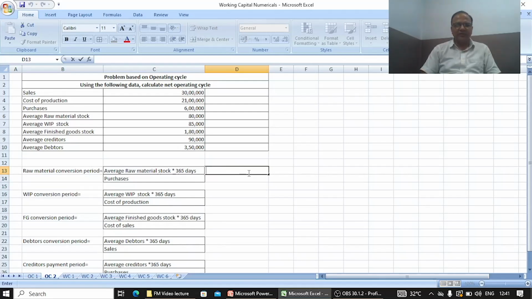Number one, raw material conversion period. It is average raw material in stock. It is given, average raw material stock 80,000, into 365, divide by purchases 6 lakh. I think you are very much aware that we have to write down two things here. Number one, raw material consumption. If raw material consumption is not given, then we will use purchases.